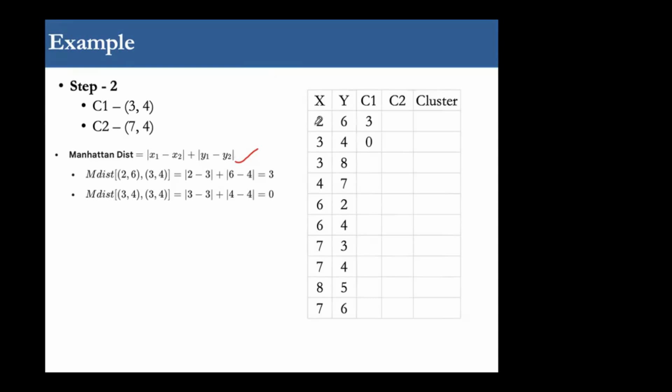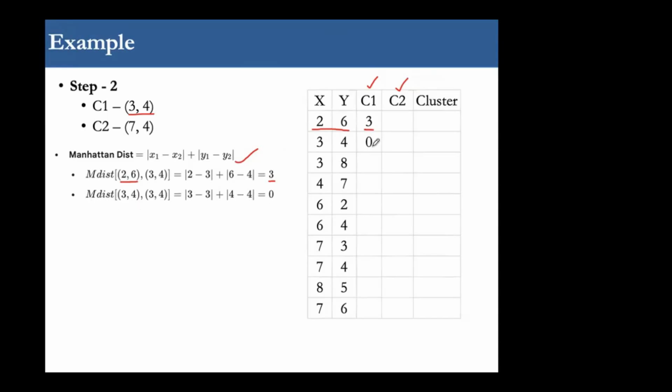Consider the first data point, (2, 6). We need to calculate it for cluster 1 as well as for cluster 2. The center for cluster 1 is (3, 4). So we need to find the Manhattan distance between (2, 6) and (3, 4). The distance is calculated as |2 minus 3| plus |6 minus 4|, and we get it as 3.